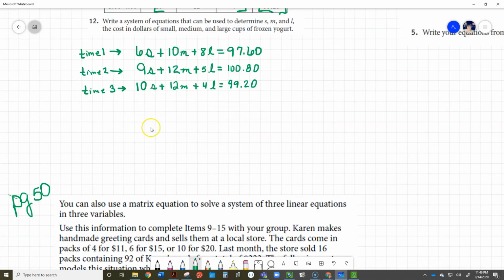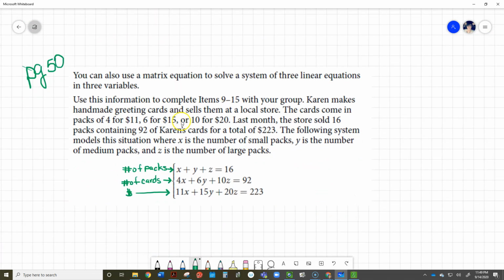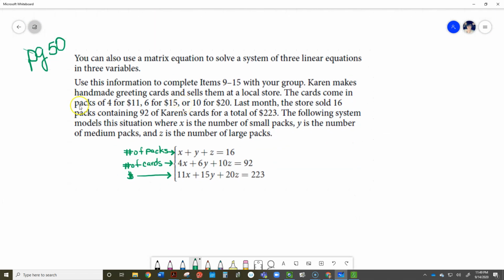Oh, got one more down here. This one is a little bit more complicated, okay? They give you some information right here. She makes some greeting cards. They come in packs of 4 for this much money, 6 for this much money, 10 for this much money. Then they tell you something about it. She sold this many, and then this many packs, and then she sold this many cards altogether.